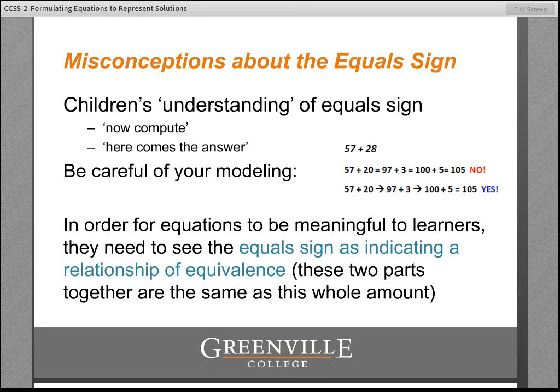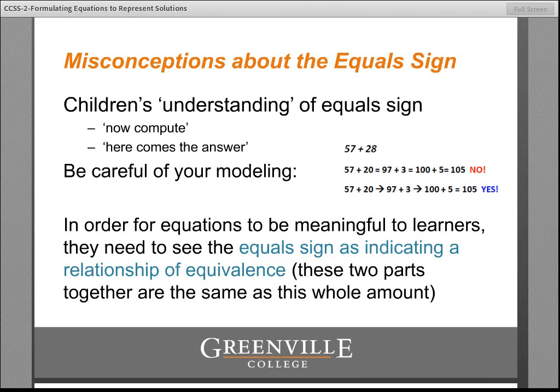There are some very prevalent misconceptions about the equal sign, namely that the equal sign is a signal to compute or a signal that the answer comes next. This misconception essentially means that they don't understand what equations really mean. As we model equations, we really need to be careful about how we're using the equal sign, because an equation is essentially a representation of equivalence. It doesn't mean the answer is coming next. But children often miss that message.